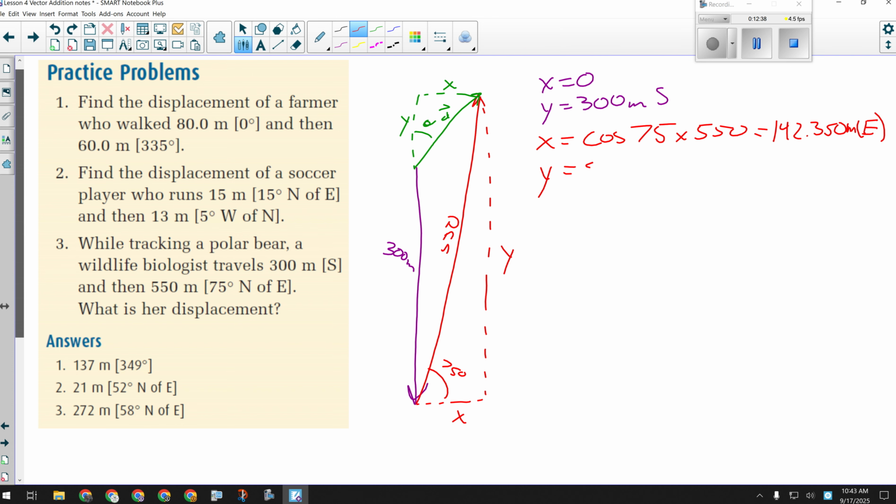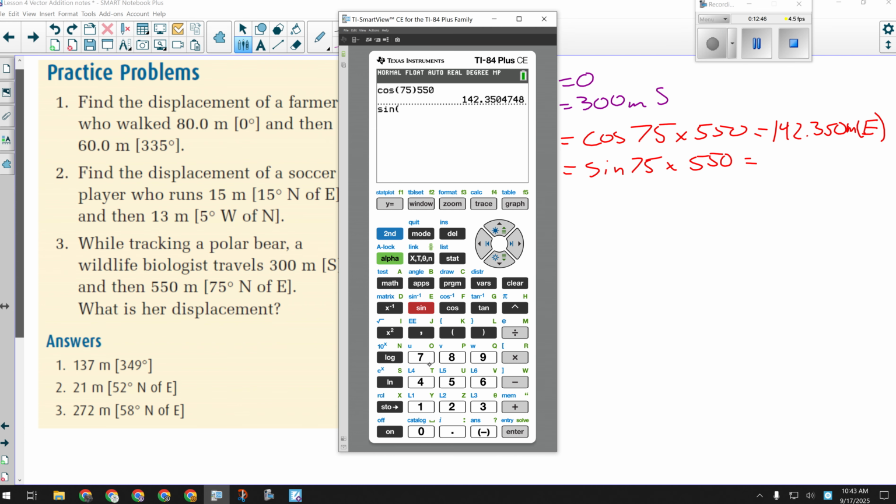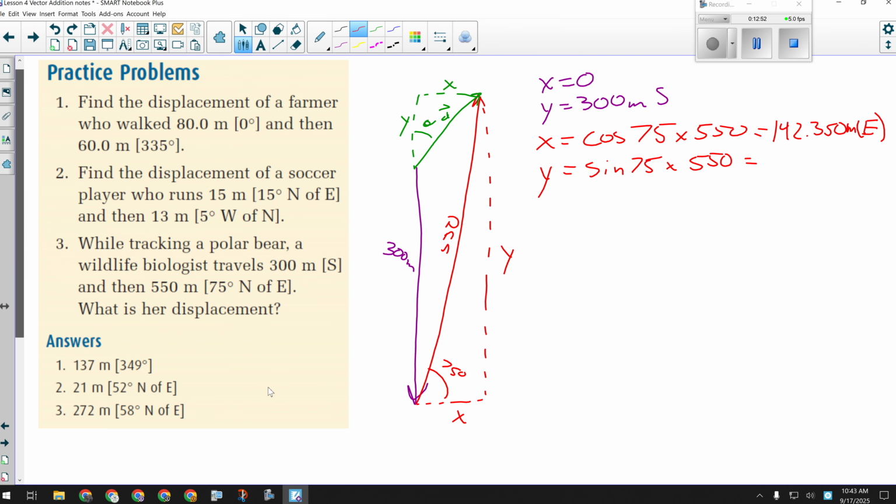Okay, and then the y component is opposite, so it'll be the sine of 75. This will be the big side, 550. So we're looking at 531.259 meters north. Okay, so I've got one that's north, I've got one that's south for my y components, and I only have one x component.